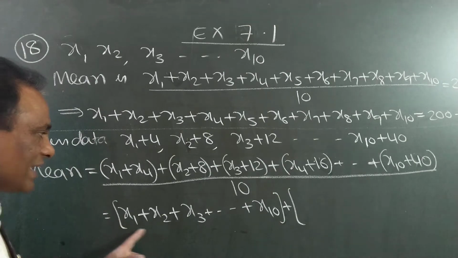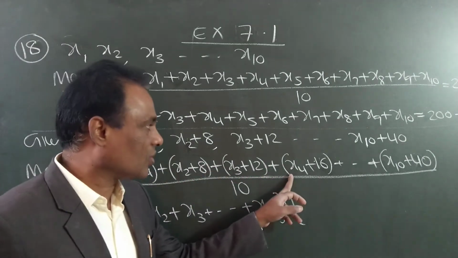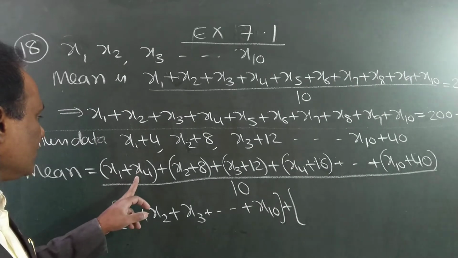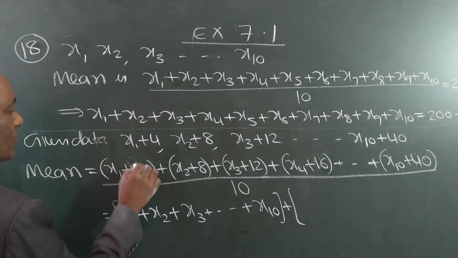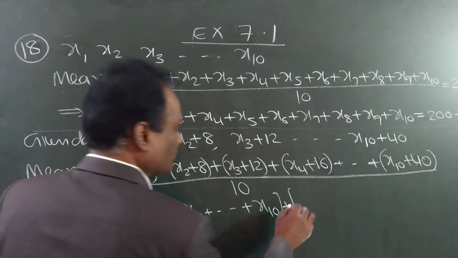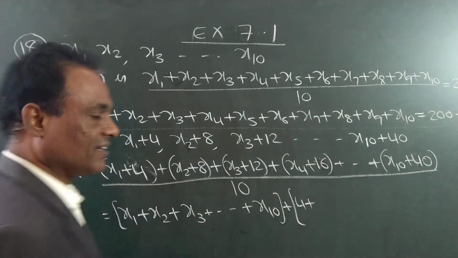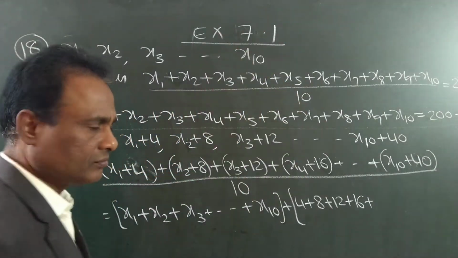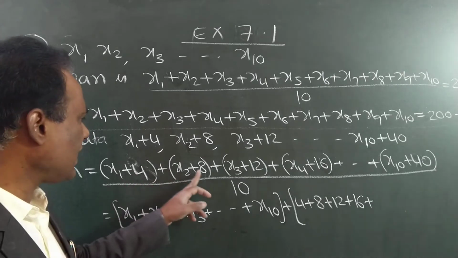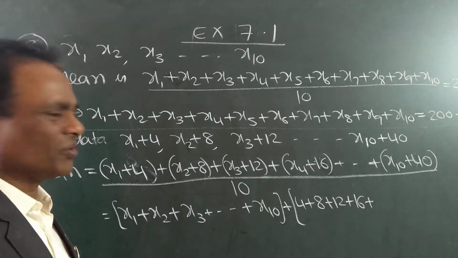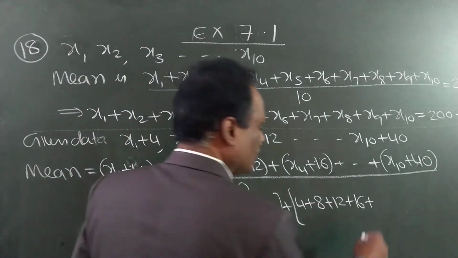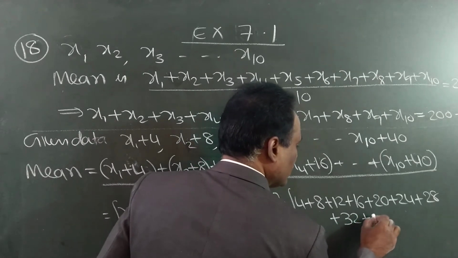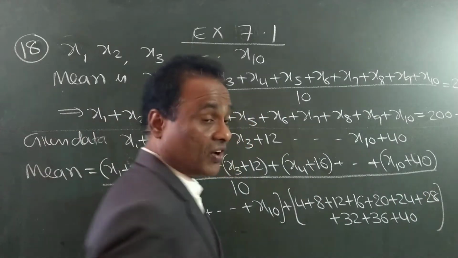Plus, first numbers I am writing in a separate bracket: x1 plus x2 plus x3 plus x4 plus x5 plus x6 plus x7 plus x8 plus x9 plus x10 in a bracket. The remaining numbers, students: 4, 8, 12, 16, write in full. We can write them because the difference is 4. 4 plus 4 is 8, 8 plus 4 is 12. 4 table: 4 1s are 4, 4 2s are 8, 4 3s are 12, 4 4s are 16, 4 5s are 20, 4 6s are 24, 4 7s are 28, 4 8s are 32, 4 9s are 36, 4 10s are 40. The last number is 40, students.